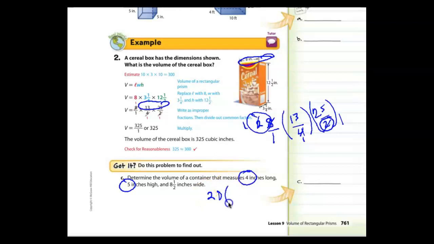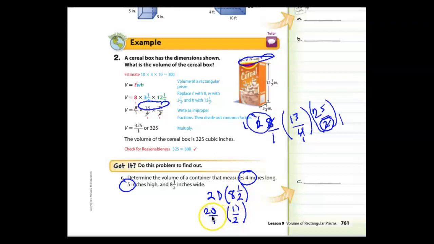And then we're going to multiply that times 8.5. In order to do that, we have to make the improper fraction. So what is the numerator going to be? The denominator will be 2. So 8 times 2 plus 1. Go ahead and tell me what that's going to be. That's exactly right. That's going to be 17.